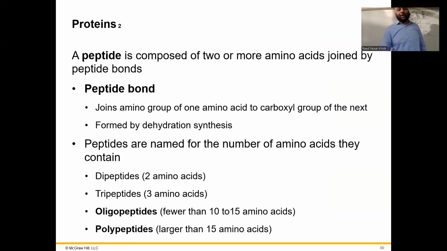Okay. Proteins. A peptide is composed of two or more amino acids joined by a peptide bond. We said that. And a peptide bond is formed by hydrolysis or by dehydration. Dehydration, because we remove the H and the OH to make a peptide bond. A dipeptide has 2 amino acids. Tripeptide, 3 amino acids. Oligopeptide, 10 to 15 amino acids. And a polypeptide is longer than 15 amino acids.